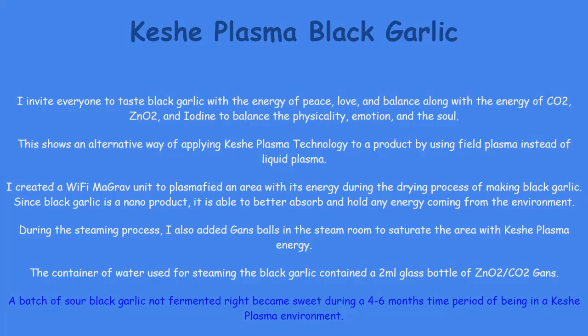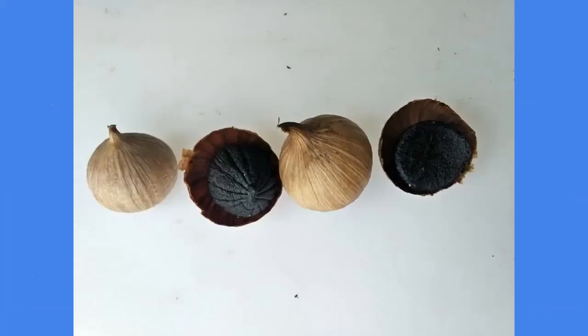Since black garlic is a nanoproduct, it is able to better absorb and hold any energy coming from the environment. During the steaming process, I also added GANS balls in the steam room to saturate the area with Keshe Plasma energy. The container of water used for steaming the black garlic contained a 2 milliliter glass bottle of zinc CO2 GANS. A batch of sour black garlic not fermented right became sweet during the 4 to 6 months of being in a Keshe Plasma environment.